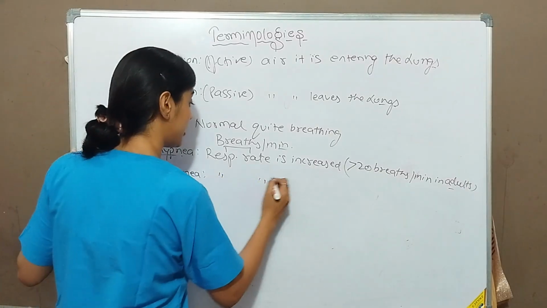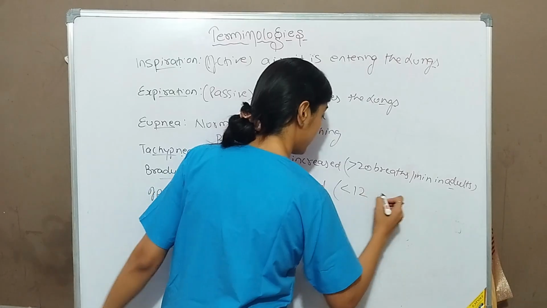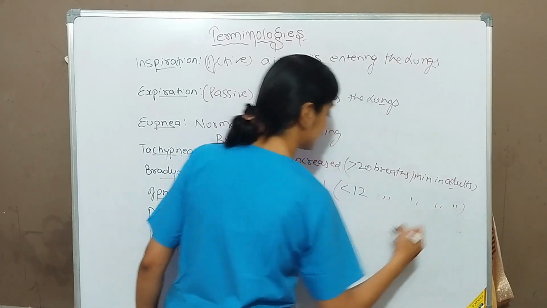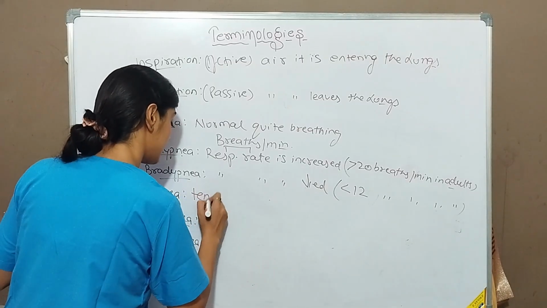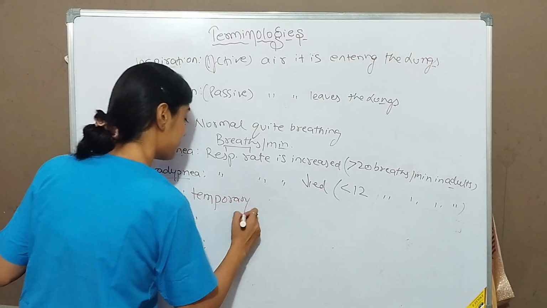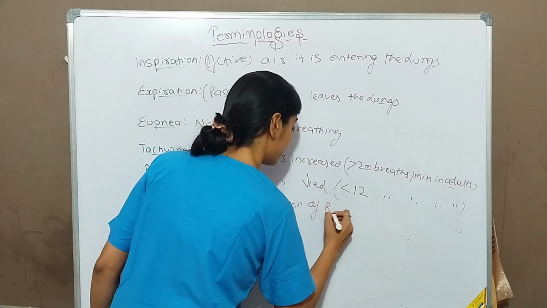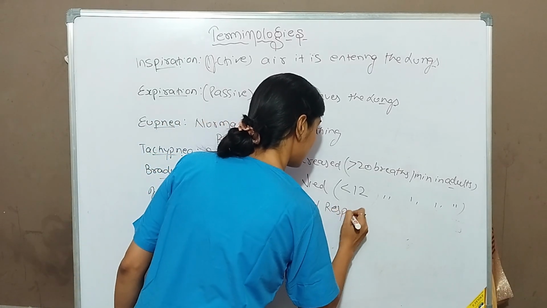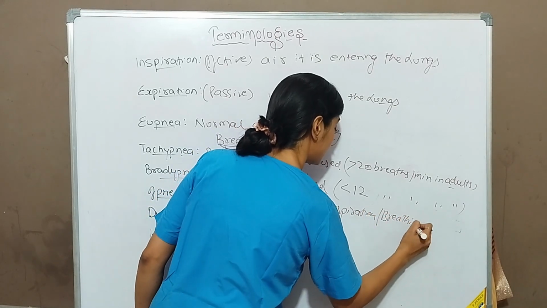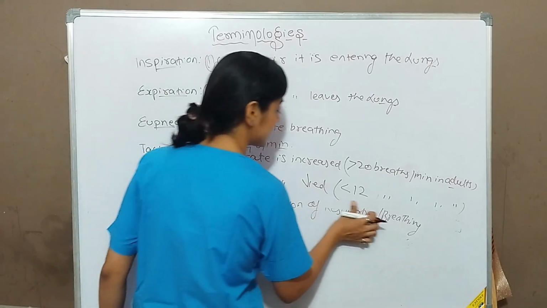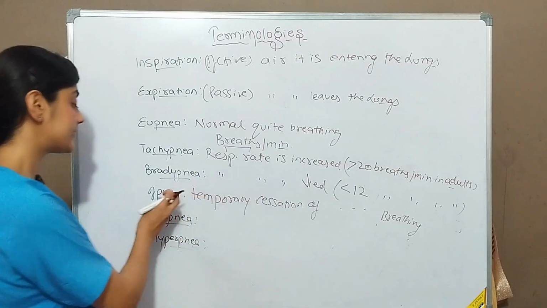Then we have bradypnea. Here respiratory rate is decreased, that is less than 12 breaths per minute in adults. Next we have apnea. Apnea is temporary cessation of respiration or breathing. Temporary cessation of breathing is apnea.